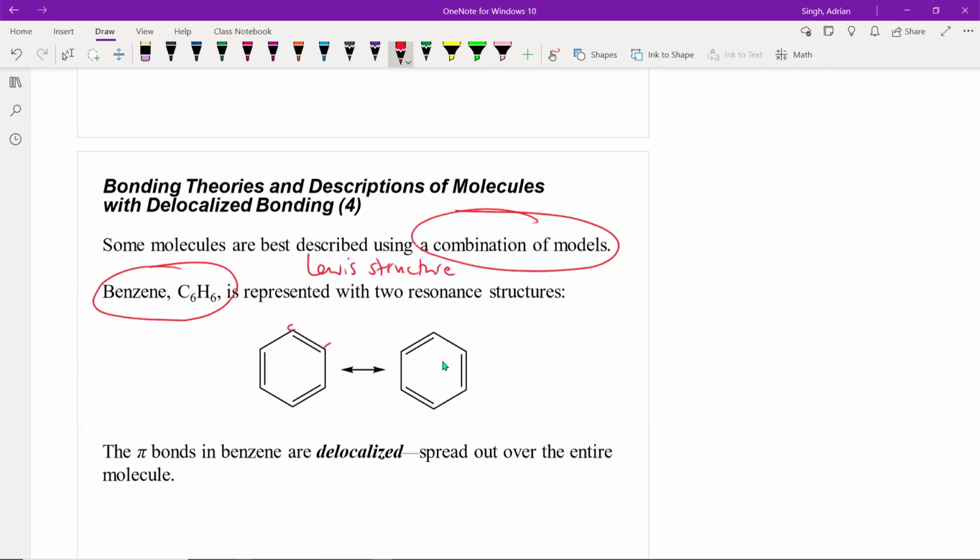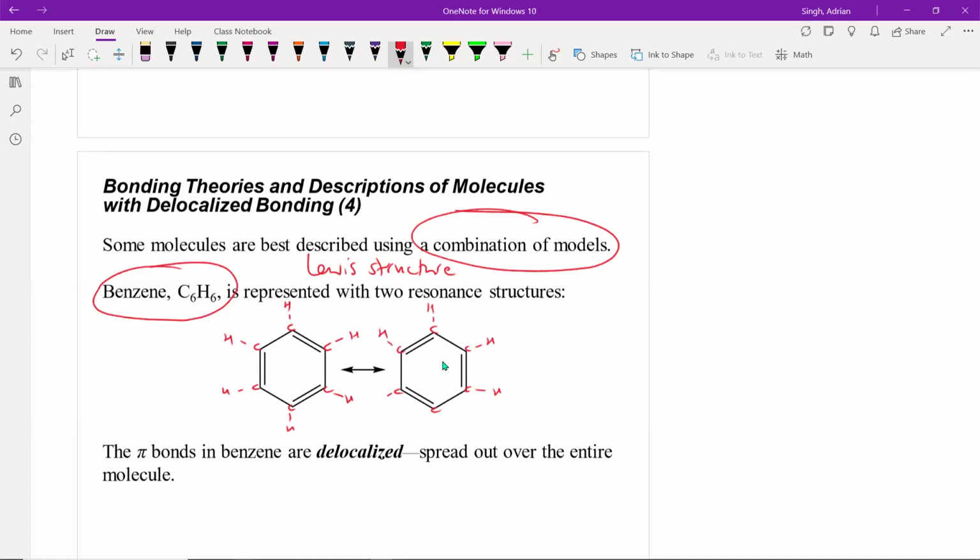So each of these points here is a carbon that's not shown. And to each of these carbons, there's also a hydrogen attached. That's just omitted for simplicity's sake. Okay. And this is one resonance structure that can be drawn. This is another one that's right next to it. And you can see the difference between them really is where the double bonds are located, right?